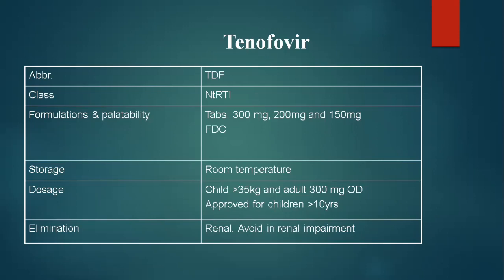So for children above 30 kg and for all adults, they have to be given 300 milligrams OD. And it is only approved for children who are above 10 years. So this drug has a specific contraindication with people with renal impairment. Therefore, this drug cannot be given in people with renal impairment. So avoid in renal impairment.